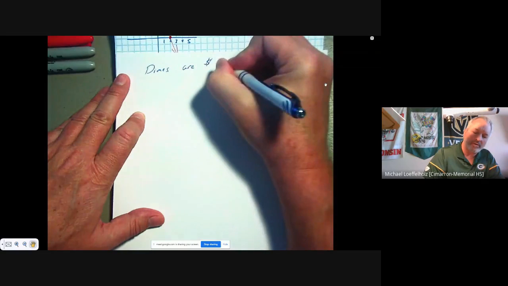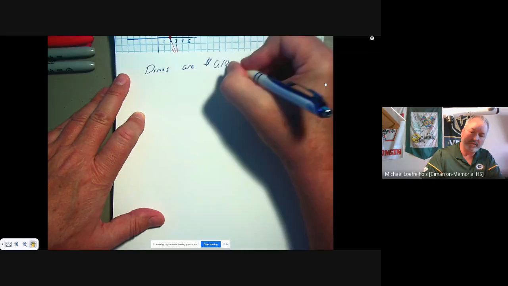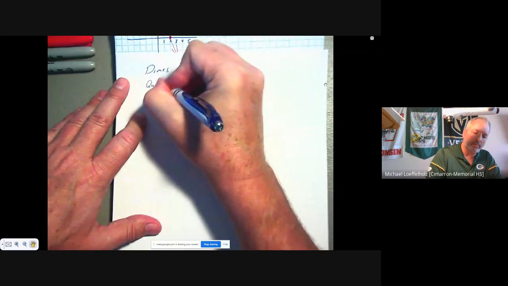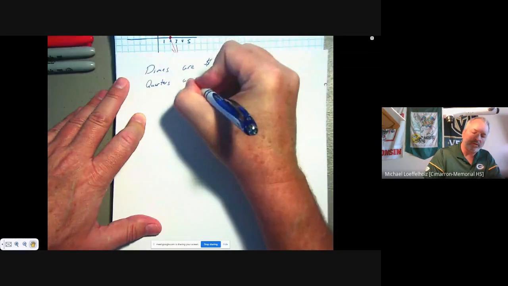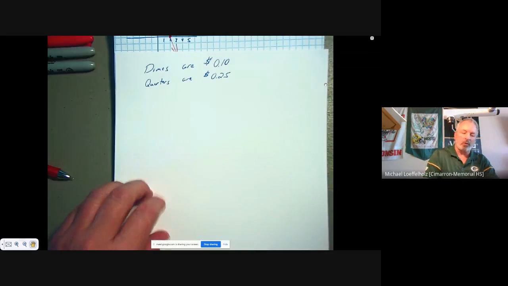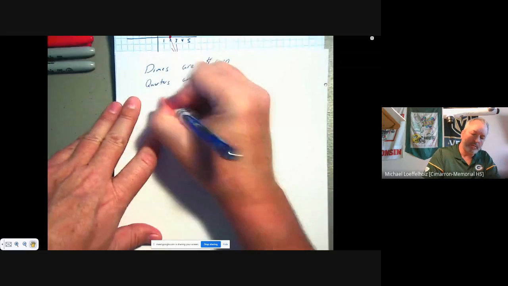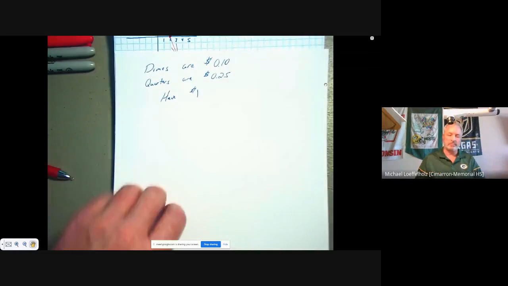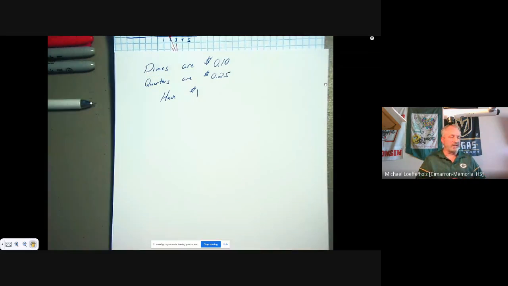Dimes are, of course, worth $0.10. And we have quarters, which are worth $0.25. And we have $1.